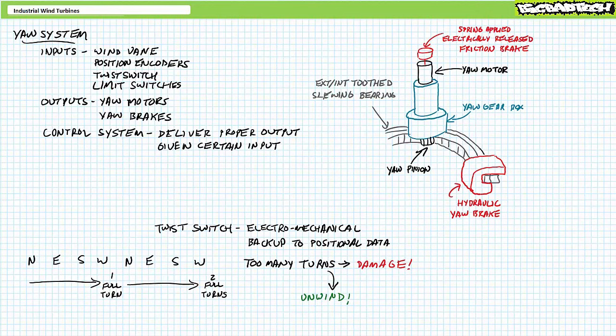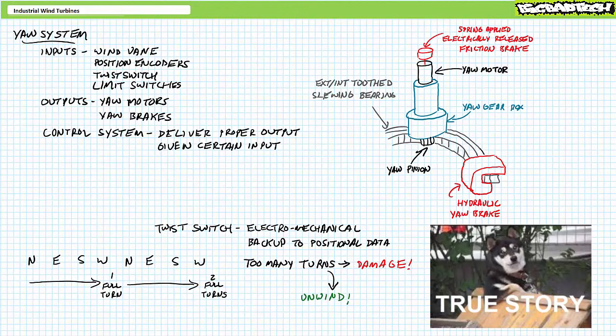Brief aside, viewers may wonder what happens if the controller forgets the number of turns and the twist switch is broken. Well, I'll tell you what happens. The turbine keeps turning and turning and turning, and the cables keep twisting and twisting and twisting until about 17 turns in one direction, the super twisted cables fail and the whole turbine faults out.